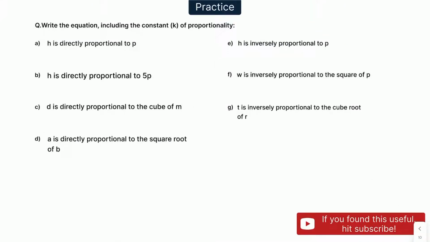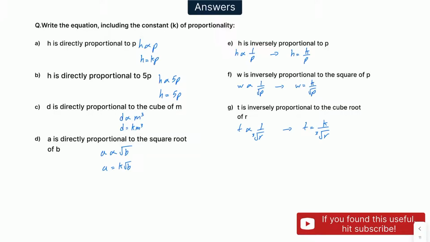So here's some practice questions for you to have a go at. Press pause and have a go. When you're ready, press play for the answers. Here are the answers, mark your work.